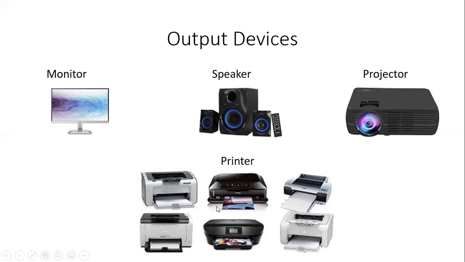The next is a projector. A projector is a display device that projects a computer created image on another surface. A computer projector is just like a monitor. A monitor is able to show the output on its surface, whereas a projector with the help of light is able to project the image on some other surface, such as a wall or some screen.